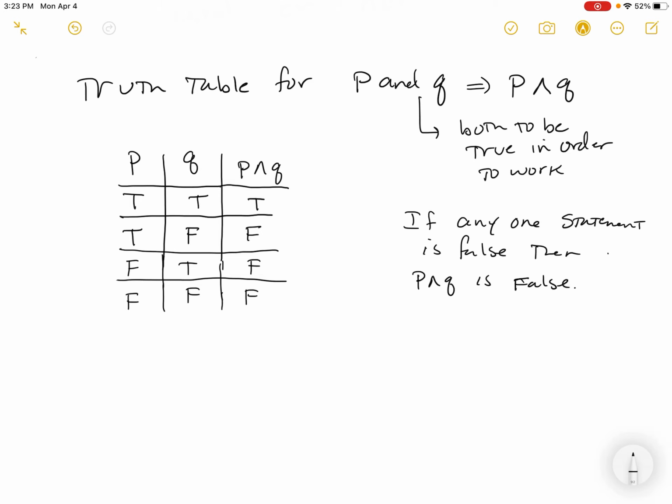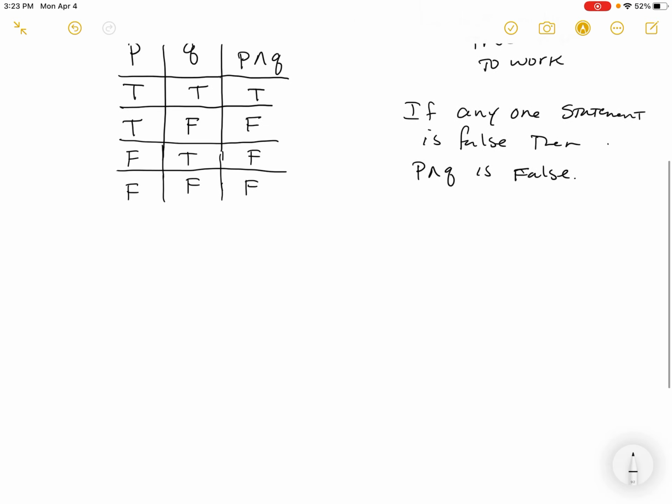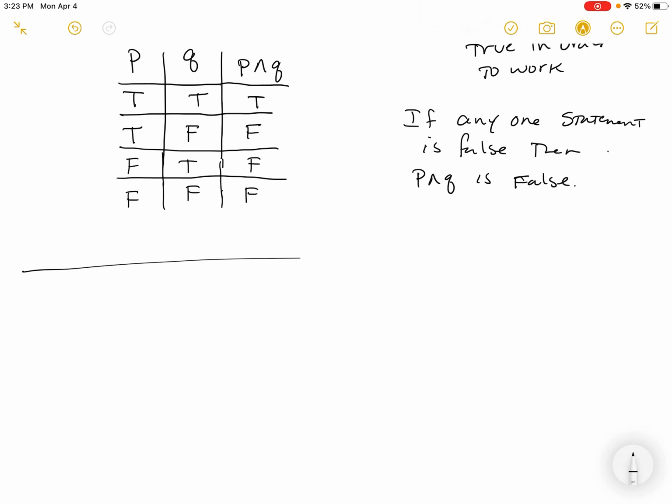The only way P and Q can be true is if they're both true. Well, that's not the same if we go to the or statement. So remember what or looked like. P or Q, right?